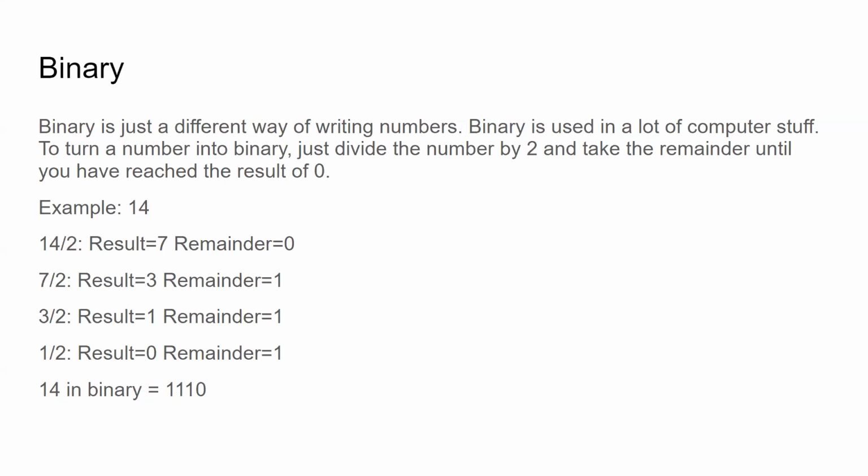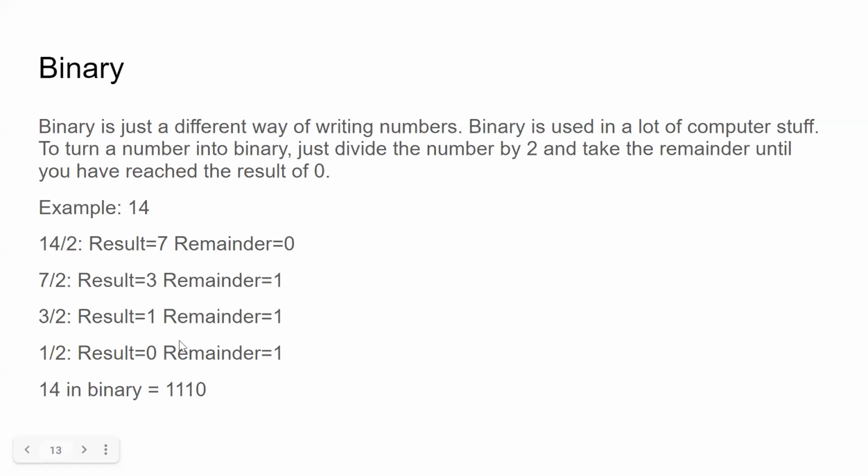Let's take the example of 14. 14 divided by 2, you get 7, and a remainder of 0. 7 divided by 2, result 3, remainder 1. 3 over 2, result 1, remainder 1. And then 1 over 2 is result 0, remainder 1.